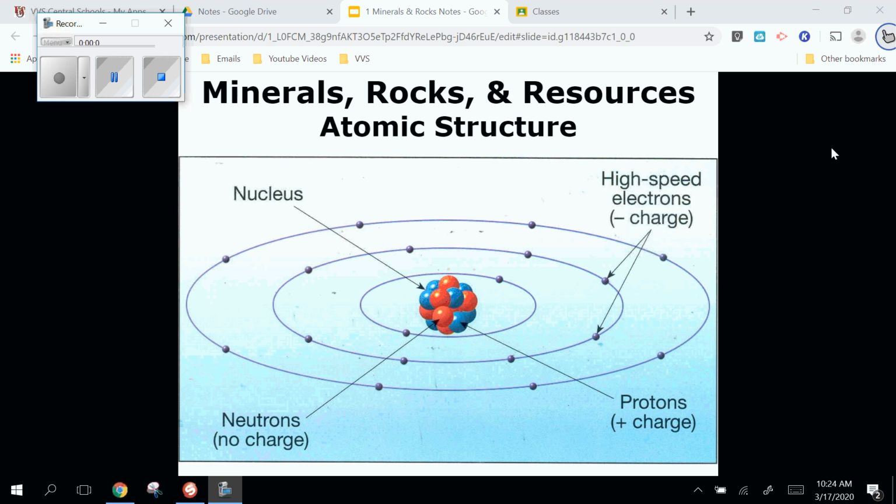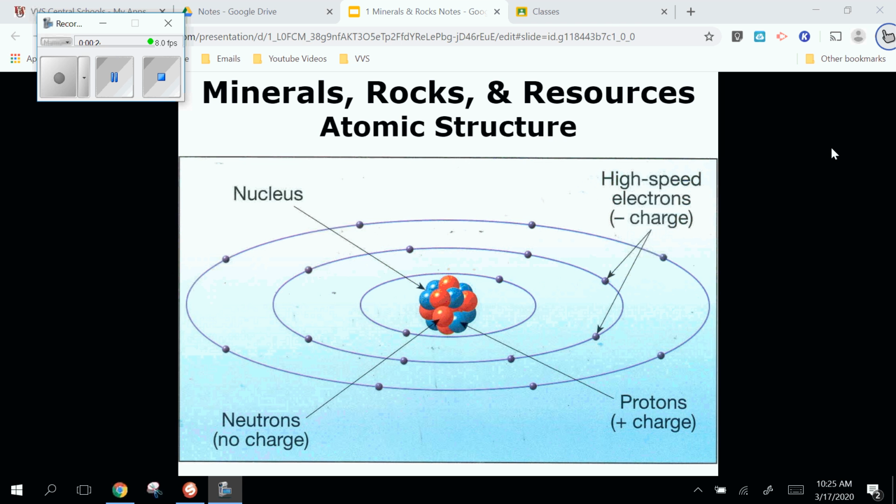All right, we're going to talk a little bit about minerals today. Start off with a little basic atomic structure. I think most everybody knows here we've got the nucleus. Inside the nucleus we've got neutrons, which have a neutral or no charge. We have protons, which have a positive charge. And then surrounding the nucleus we have layers or shells of electrons that have negative charges.